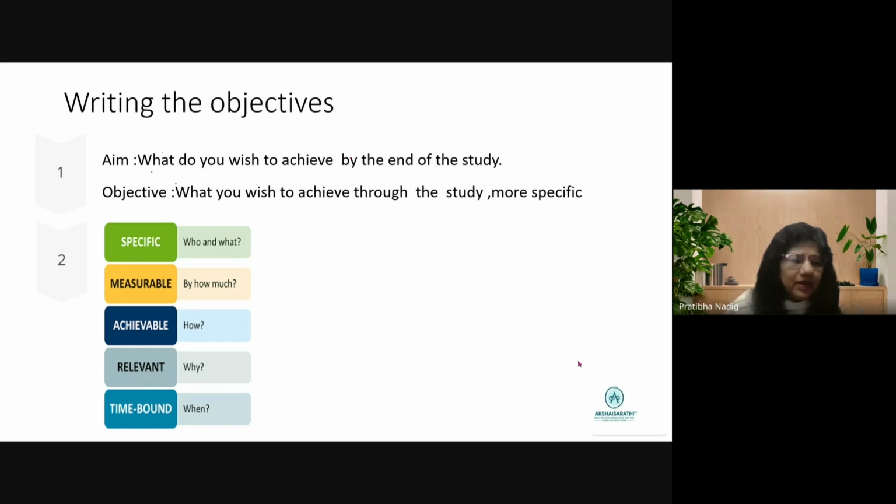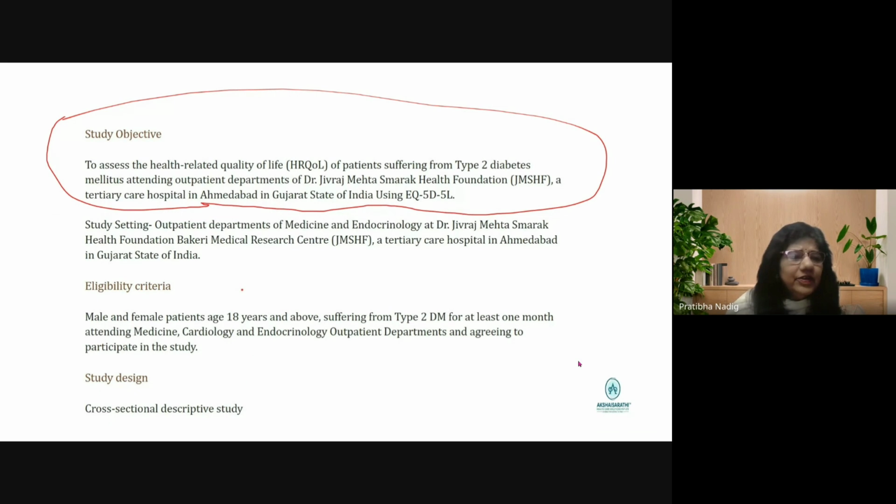Yes, very much achievable, because I will test all these diabetic patients across cross-sectional and I will get it. Is it relevant? Yes, we have explained in our introduction. Is it time bound? Yes, I can do it in a span of 4 months if I have good patient flow. So therefore, the journal states like this: to assess the health-related quality of life of patients suffering from type 2 diabetes mellitus, patients attending outpatient departments, a tertiary care using this one. So isn't it specific? Yes, it is as specific as possible. Everything may not be, but it is as specific as possible.